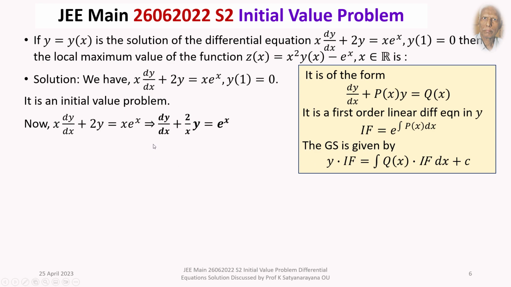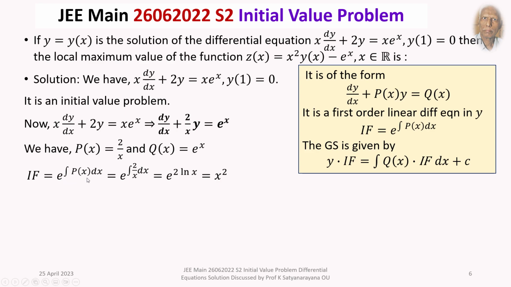Now in our case, dy by dx plus p of x into y, so p of x is 2 by x and q of x is e power x. Agreed. So we first find its integrating factor. Integrating factor is equal to e power integral p of x dx, which is e power integral of 2 by x dx. That is, integral of 2 by x is 2 times ln x, right? e power 2 times ln x, and that is e power ln x whole square, that's equal to x square. So thus we have obtained its integrating factor, that is x square.